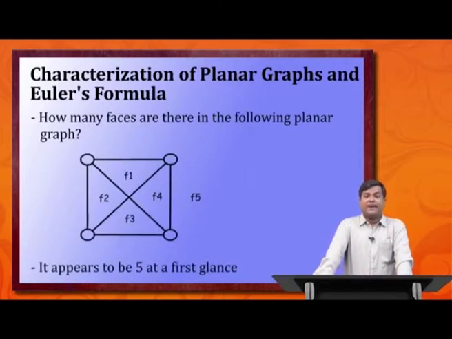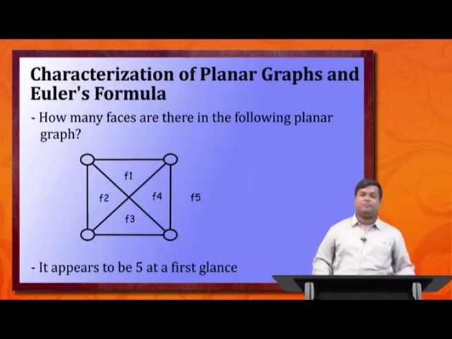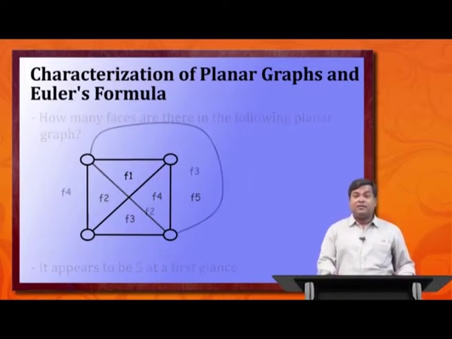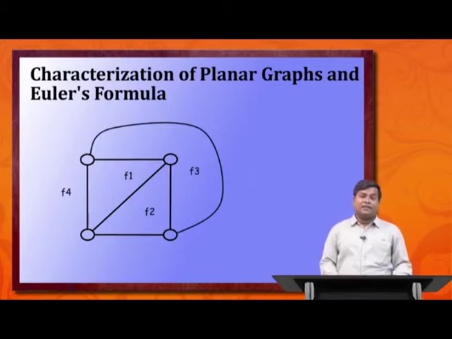It appears to be 5 at first glance: f1, f2, f3, f4 and f5. But if we redraw the graph in a different way, meaning we create a plane graph from the previous graph by removing the edge crossings, then we will have only 4 regions, 4 faces: f1, f2, f3 and f4.